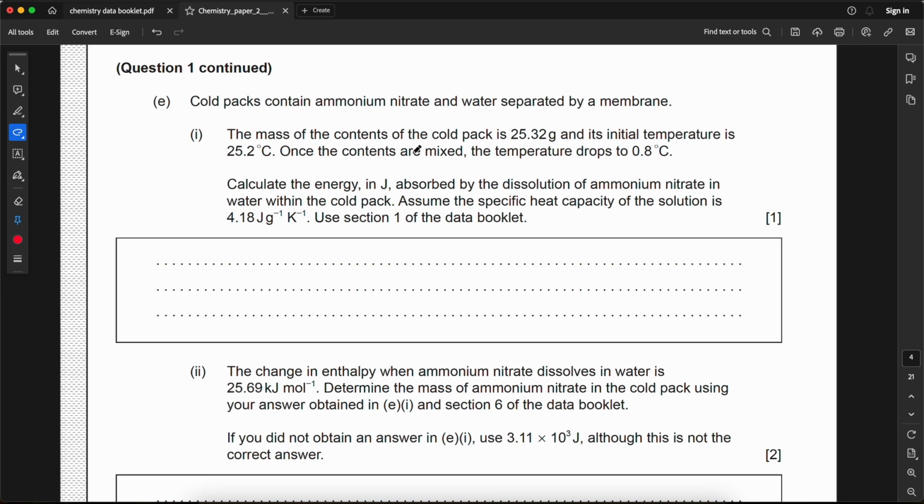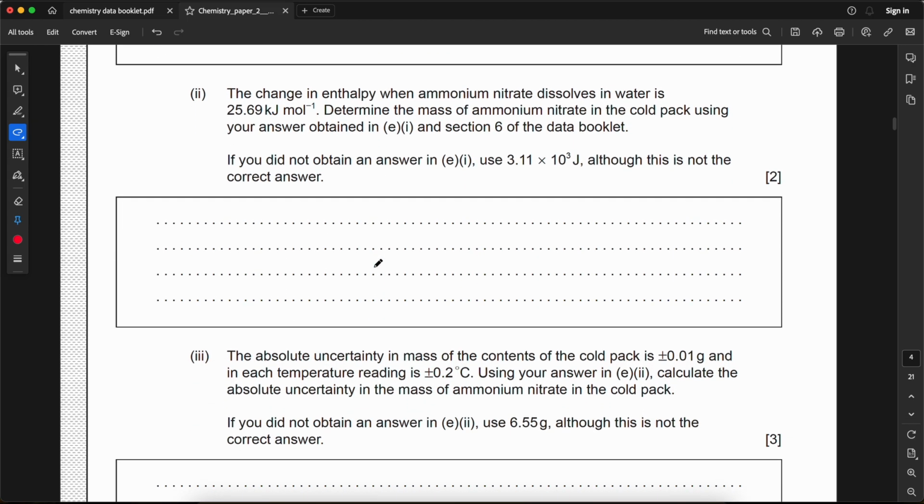Cold packs contain ammonium nitrate and water separated by a membrane. The mass of the contents of the cold pack is 25.32 gram and its initial temperature is 25.2, which drops to 0.8. Calculate the energy in joule. That will be Q equals m C delta T. So the mass 25.32 times C times 25.2 minus 0.8, which is delta T. So you get 2580 joule.